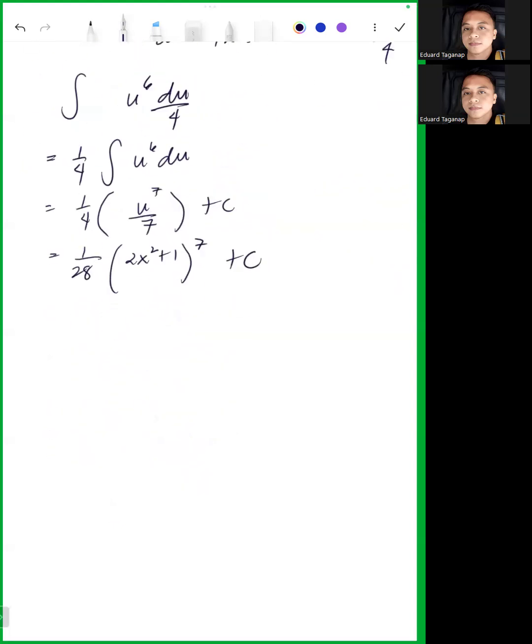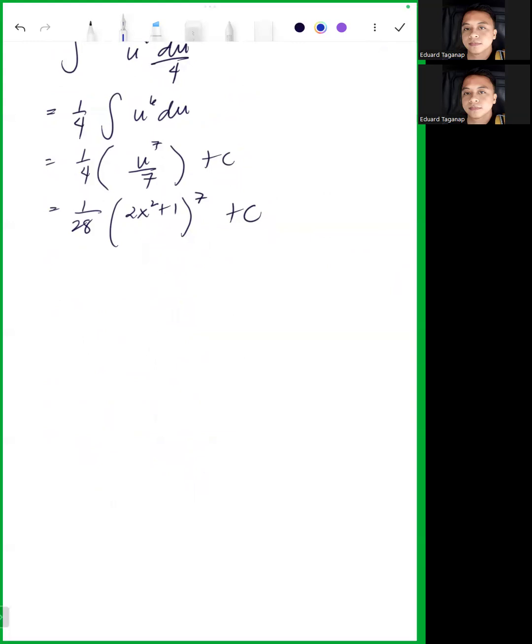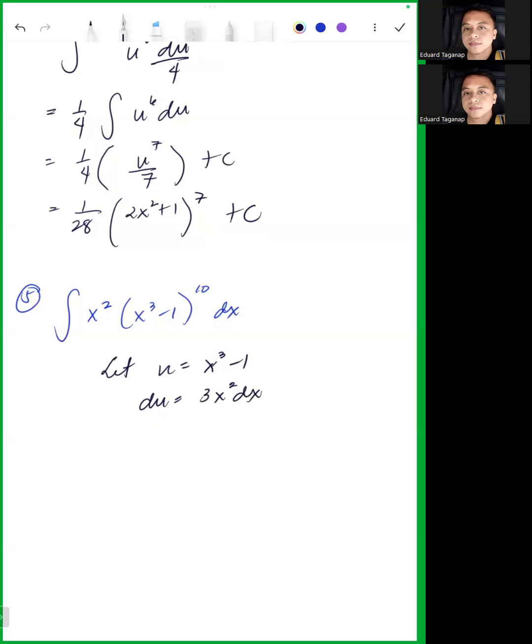Now for number 5, our given is the integral of x squared times x cubed minus 1 raised to 10 dx. So let's let x cubed minus 1 be u. And our du is 3x squared dx. From this, x squared dx is du over 3. Now, let's transform the given using these two equations.